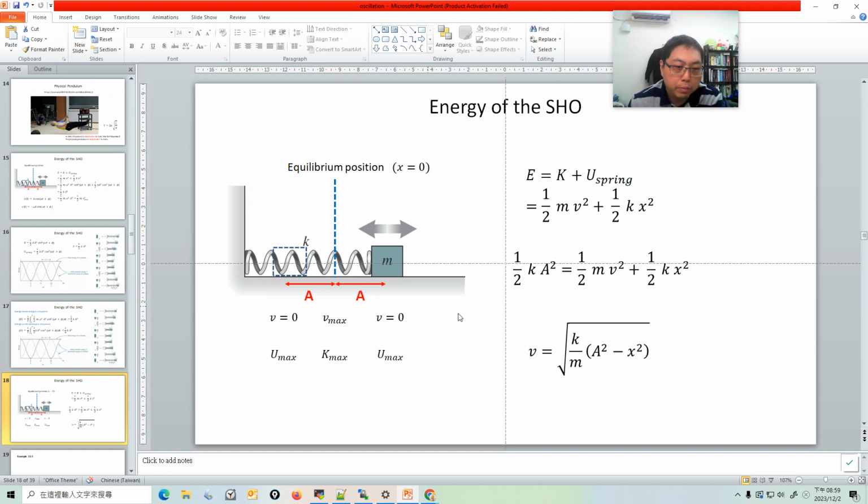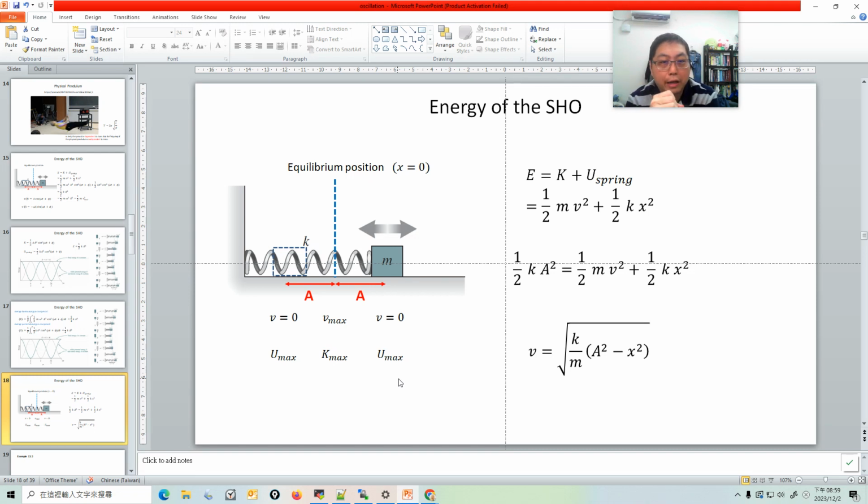And at the equilibrium position, x equal to 0, this is the maximum v. So at the equilibrium position you have maximum velocity, which means maximum kinetic energy. Because energy is conserved, maximum kinetic energy means you have the lowest potential energy, which is 0. So simple harmonic oscillation is pretty interesting. Kinetic energy and potential energy are exchanging with each other, and the average energy in one period is also the same.